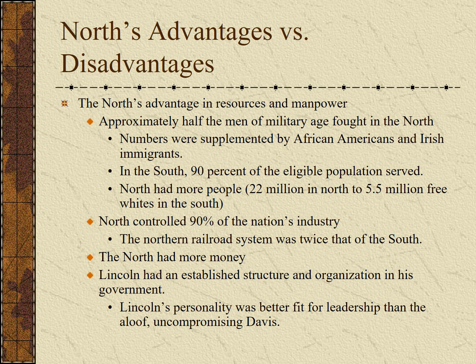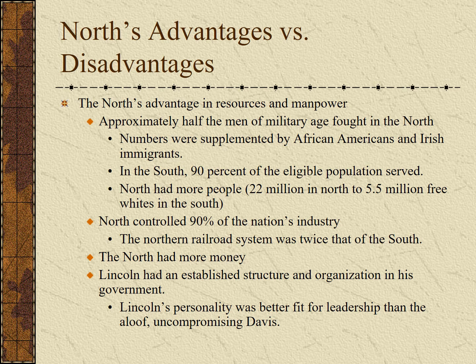Additionally, the North controlled 90% of the nation's industry. We've talked about this when we talked about the market revolution in the country and why it occurred mostly in the North and not in the South. Additionally, the Northern railway system was twice that of the South. So not only are they producing more, but they're able to transport goods more easily. So if troops need supplies, they can do that more easily than the South can because the South has less railway lines. Consequently, the North had more money.